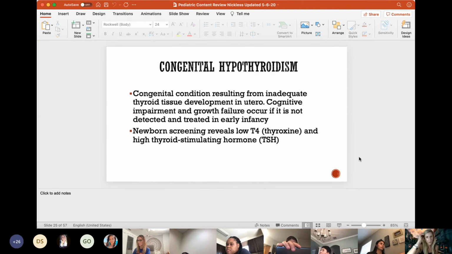Okay, so congenital hypothyroidism, we know, is inadequate thyroid tissue development in utero. It's when they're kind of born with it, okay? A lot of times it takes us a little while to figure that out, and we're going to see that low T4, okay, and high TSH. So that's one thing I really want y'all to remember, is low T4. I think some of you got a little bit confused on what was low, like was TSH low, was T3 low, what was low? So with hypo, think T4, okay?